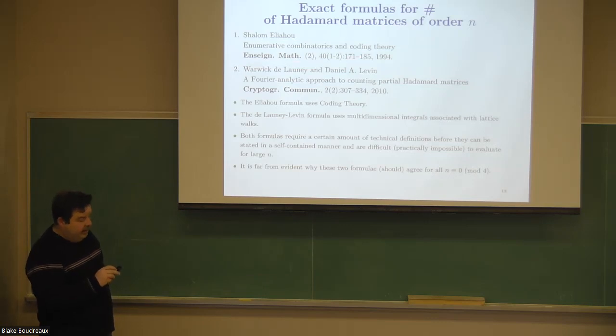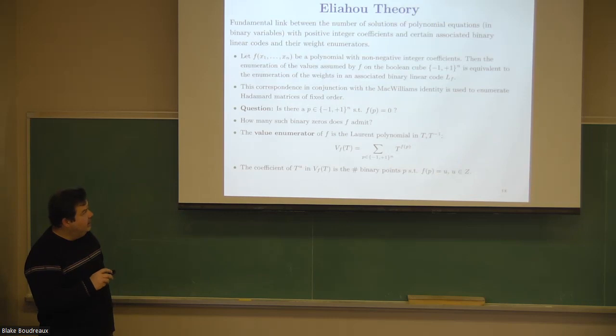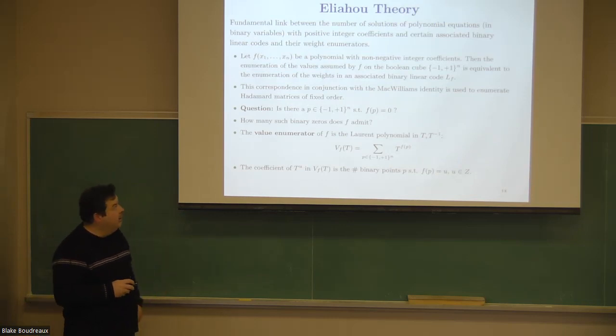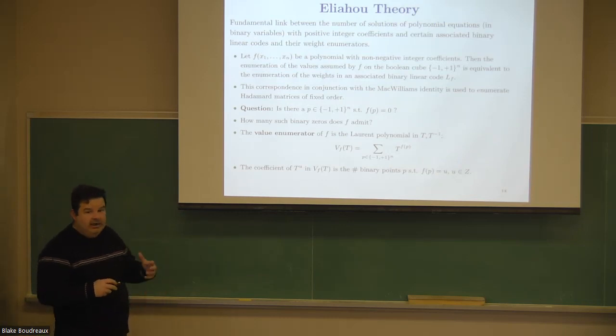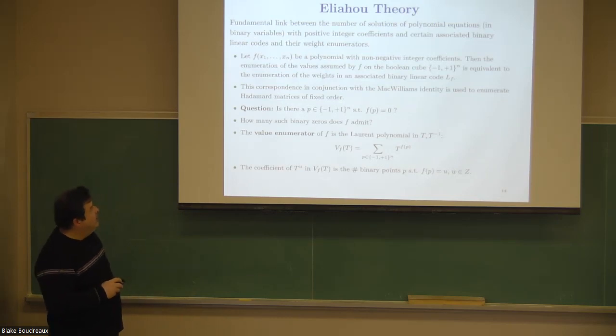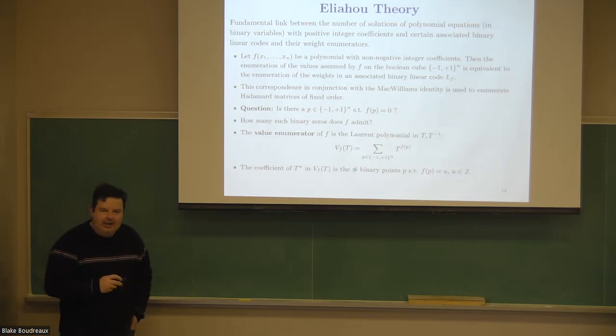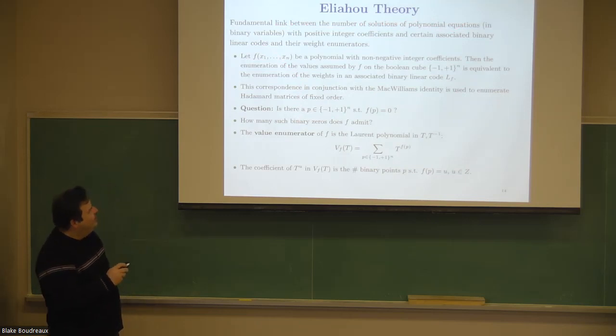It's an amazing paper, and that method, in fact, that he proposes in there, you can call it a theory. It works in several other contexts. And what it is, is the following. It exposes a fundamental link between the number of solutions of polynomial equations. Ta-da! Orca strikes again. Okay? Polynomial equations in binary variables with positive integer coefficients and certain associated binary linear codes and their weight enumerators, which are studied in coding theory.